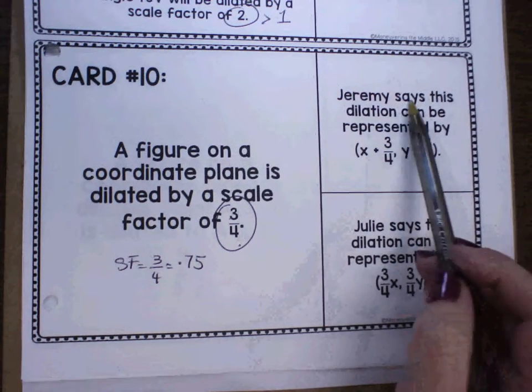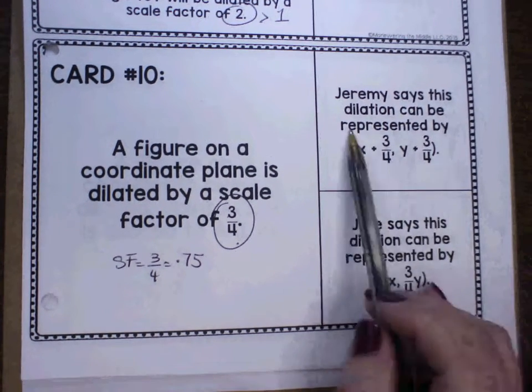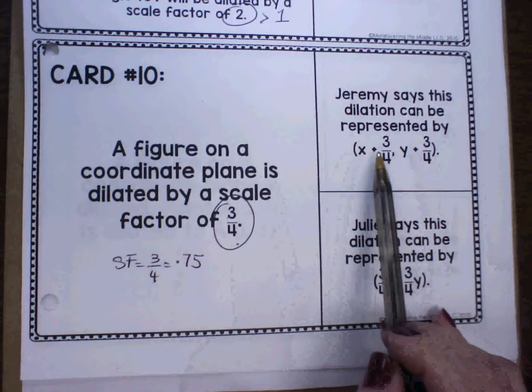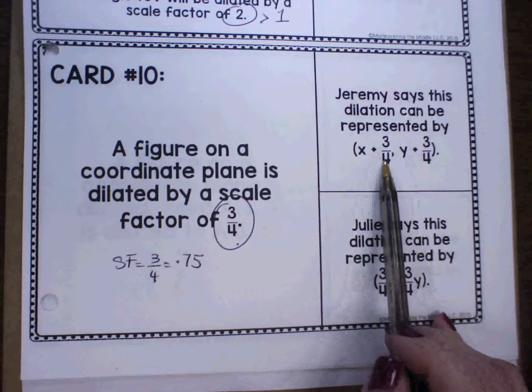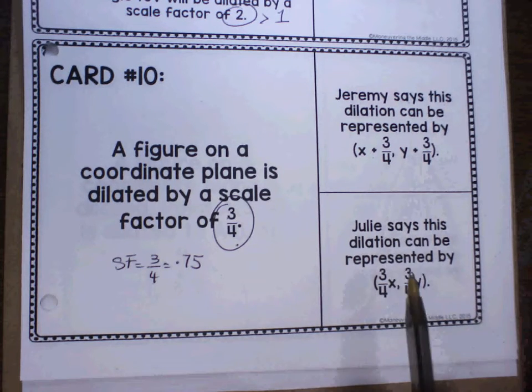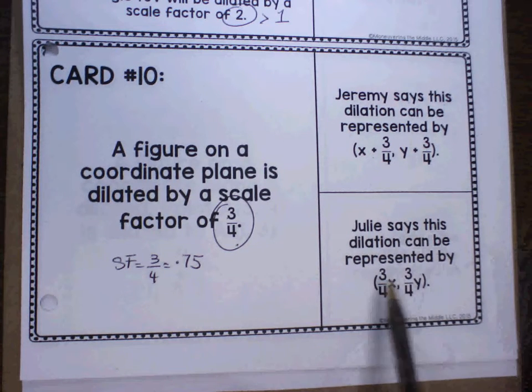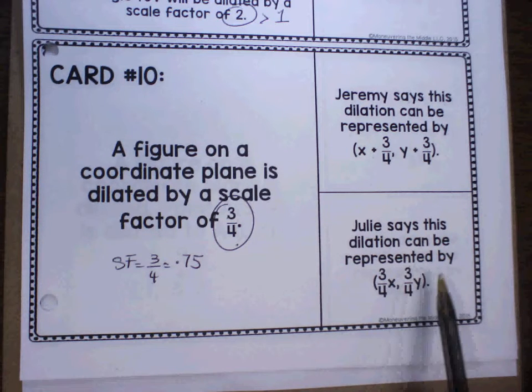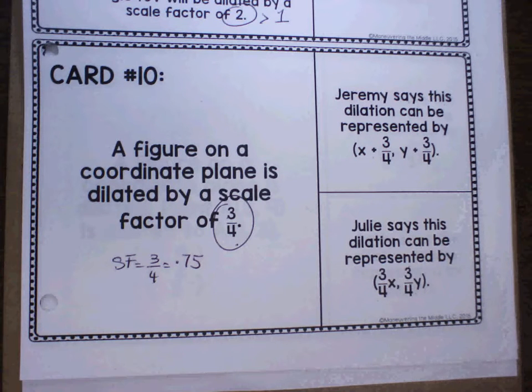All right. So Jeremy says this dilation can be represented by x plus 3/4, y plus 3/4. Julie says that no, you don't add. You say 3/4 times x and 3/4 times y. So which one is correct? How do you know that Julie is correct?